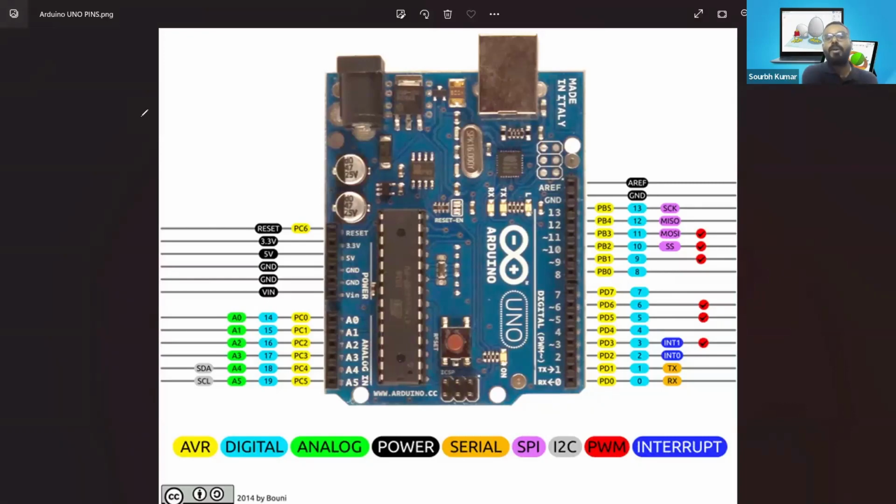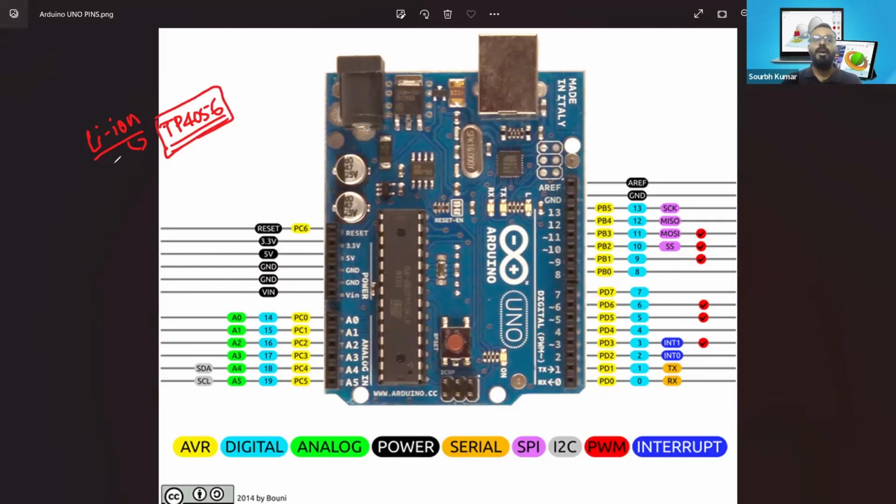Obviously, there is some power coming out from these pins, but never try to charge the battery using power coming from anything apart from the charger itself. For charging lithium ion batteries or other batteries, use a special kind of charger. One of the chargers is the TP4056 module. You can use this module to charge your battery.